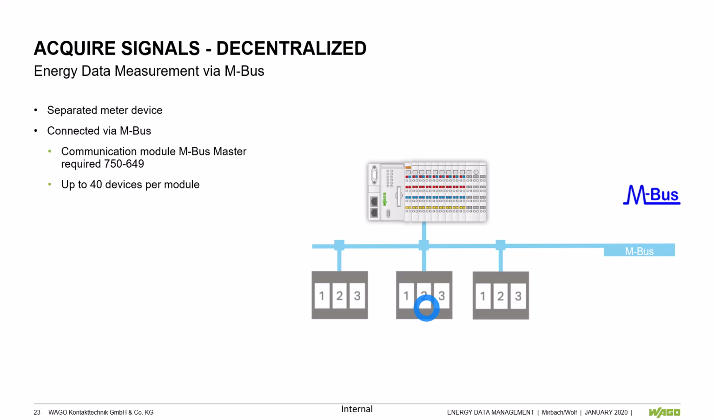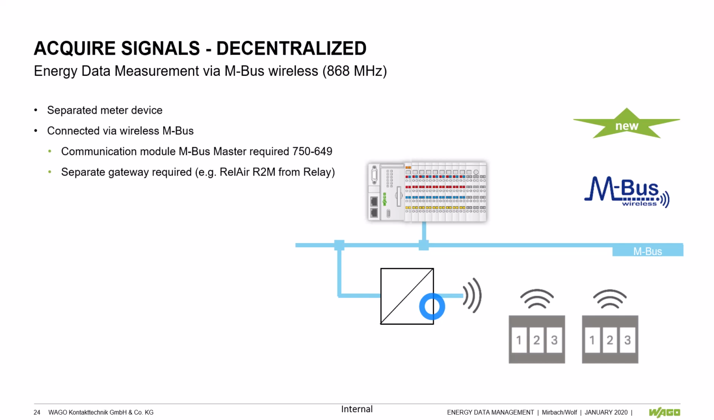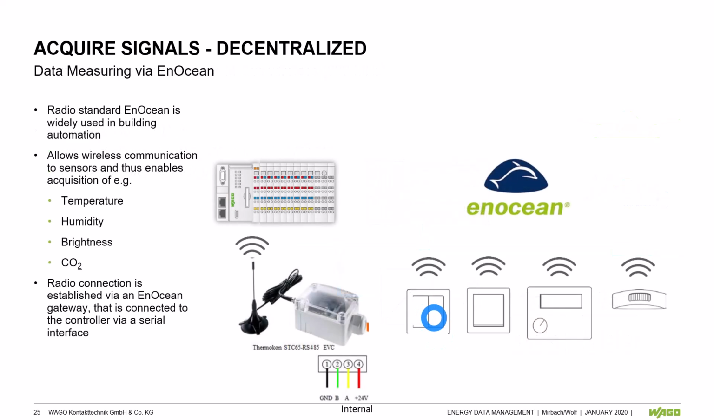M-Bus is also possible with a 649 module. Per module you can use 40 meters or device addresses. You can also use 2 modules. Everything is possible. If in the future we have more and more M-Bus wireless, this will also be possible with an additional device from Relay to collect M-Bus wireless, but I have never seen that in practice, so let's see what happens.